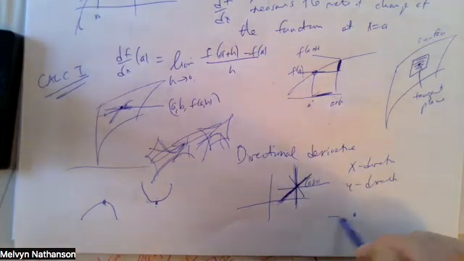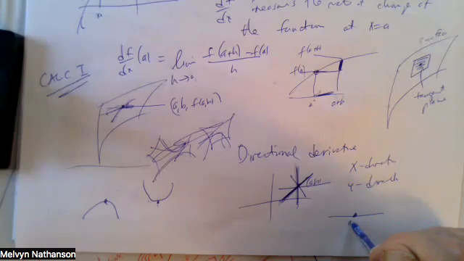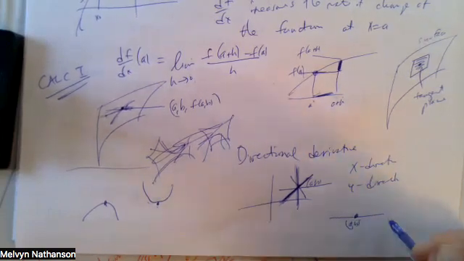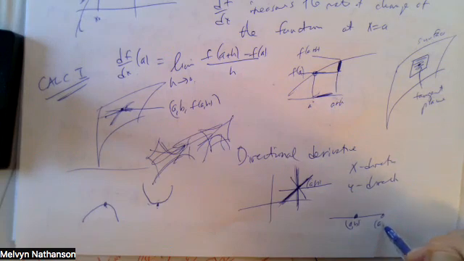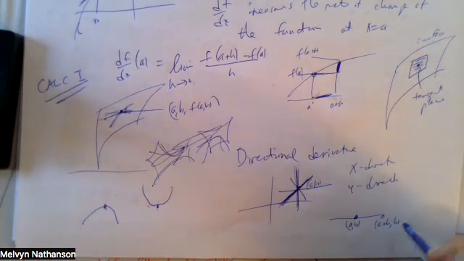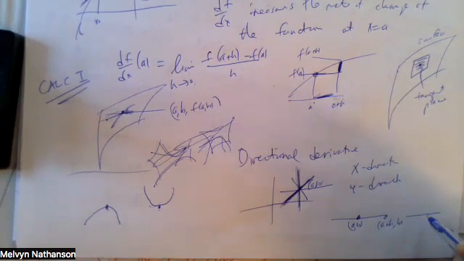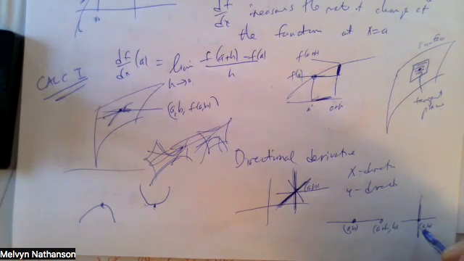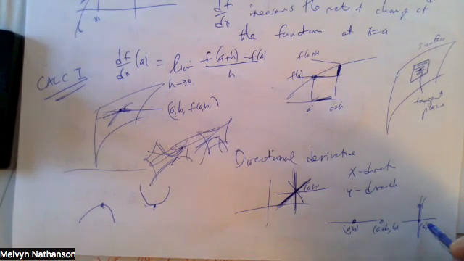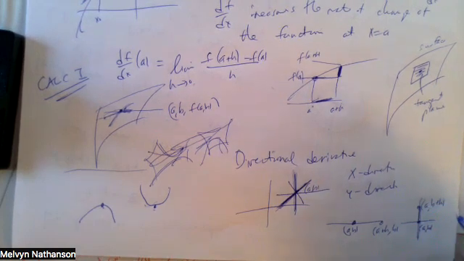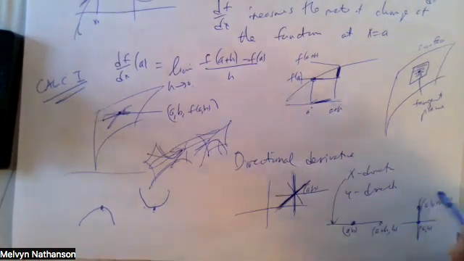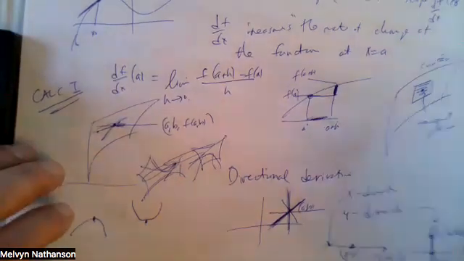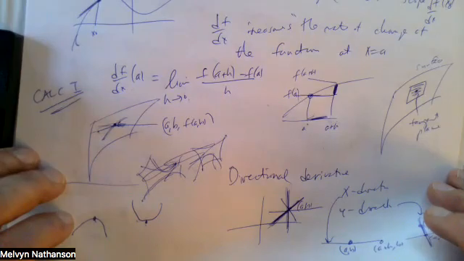So from a point, you're going to ask, how does the function change as you go from a, b and you only change x? So from a, b to a plus h, b. Or you can look for the rate of change in the y direction. You keep a fixed, and you go from a, b to a, b plus h. So this is the x direction. This is the y direction. And the directional derivatives in those directions are called the partial derivatives with respect to x and y, respectively.